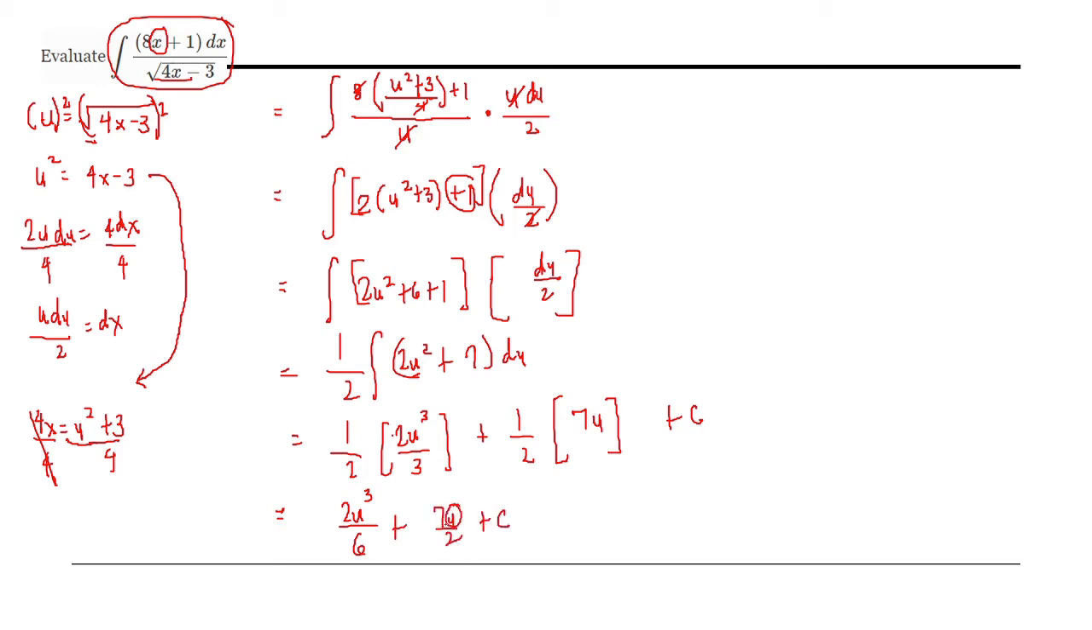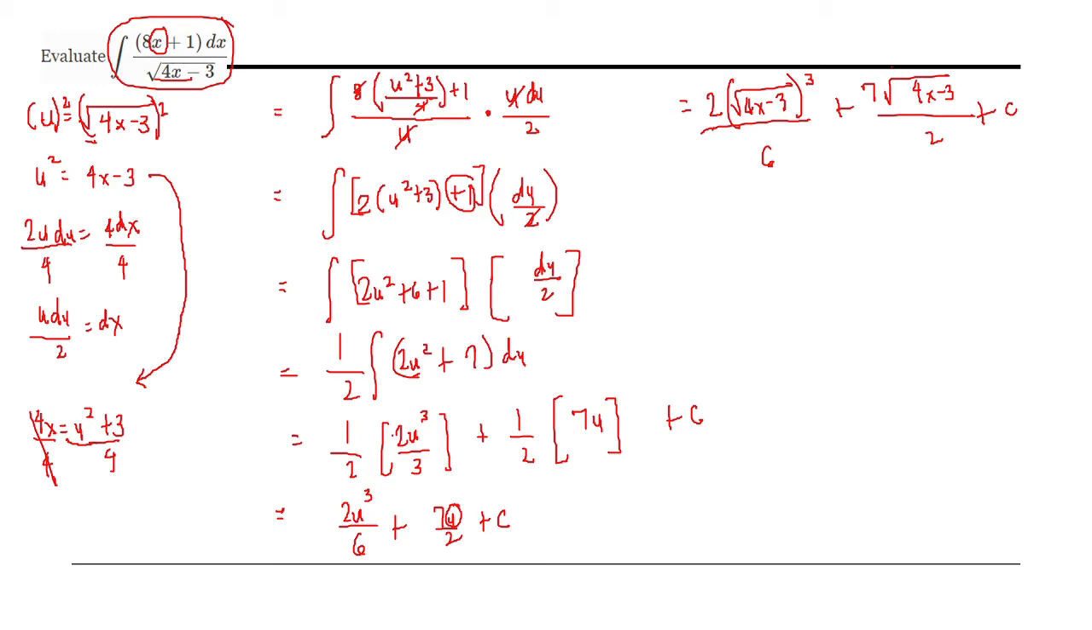Again, change u back to its original expression. Therefore, that's 2 times our u, which is the square root of 4x minus 3 to the power of 3, over 6, or 1/3, plus 7 times u plus c. So I think we can still simplify.